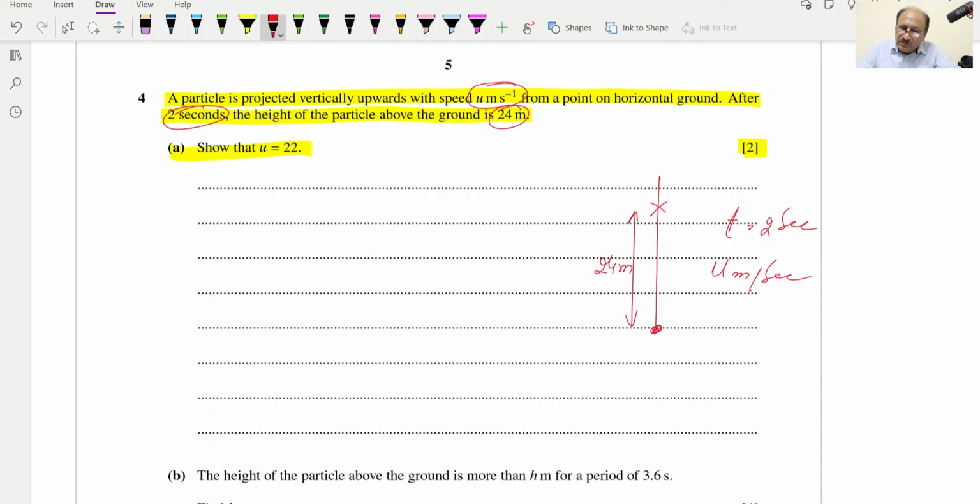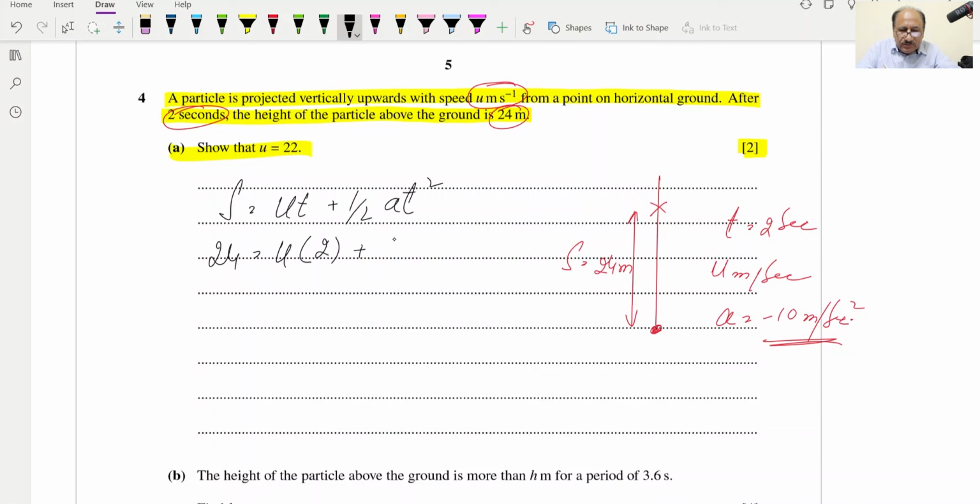So we have s equal to ut plus half at squared. a will be minus 10 meters per second squared, so this will be the acceleration. So s is equal to ut plus half at squared, and s is 24, equal to u, and t value is 2, plus half into a, which is minus 10, and t value is 2, so 2 squared.